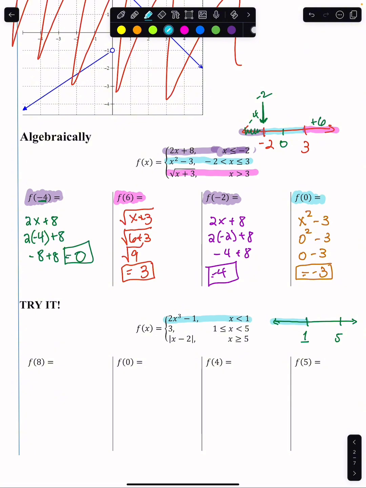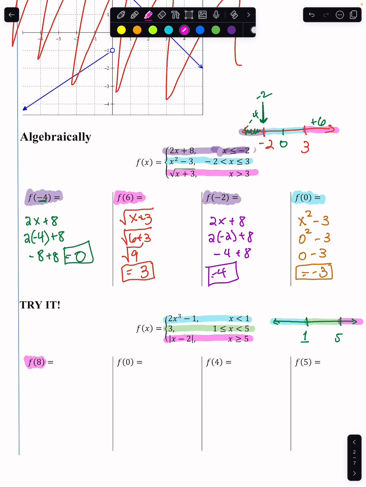If it falls in between 1 and 5, that's going to be the green equation. And if it falls bigger than 5, that's going to be the pink equation. So let's go look at our numbers and see what falls where. I got to look right here. Is 8 less than 1, in between 1 and 5, or is it bigger than 5? And we know 8 is bigger than 5, so that's going to go pink.